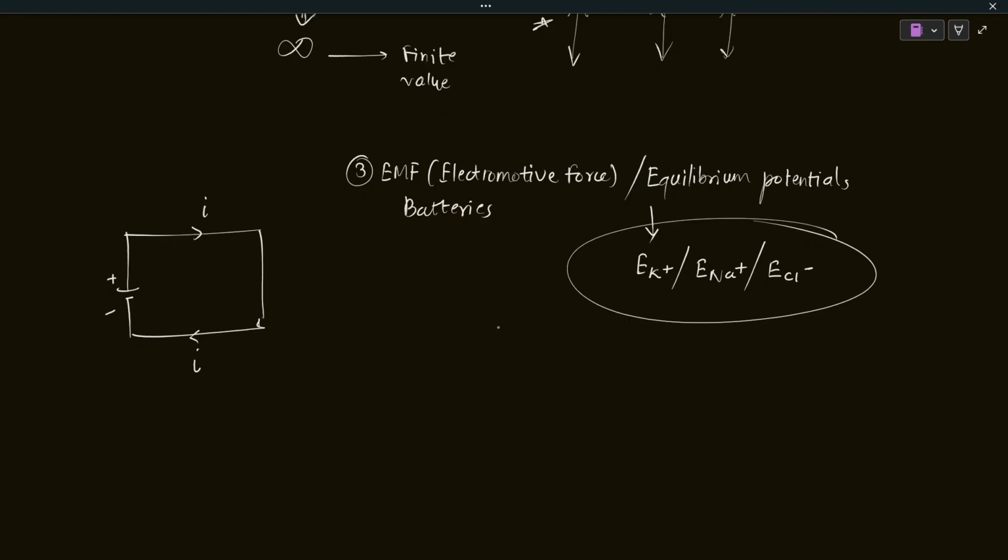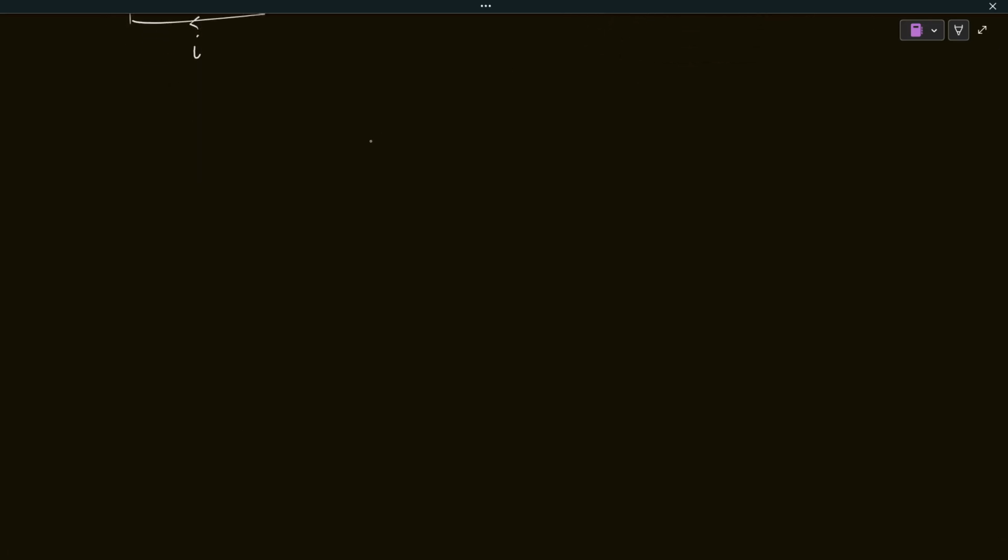So with this I have cleared the basics of the neuronal membrane, and I hope the scenario is quite clear, how we can relate those two pictures. So now let's draw the equivalent circuit of the neuron. While drawing the equivalent circuit of the neuron, we have to take into consideration the three ions.